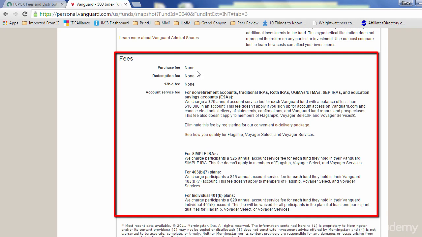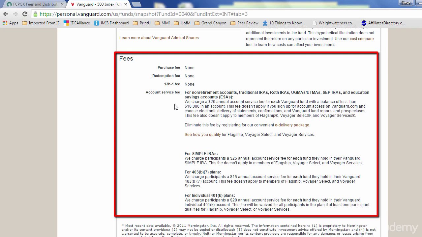There is an account service fee. So there's some things that are not in the expense ratio. So for these certain types of non-retirement accounts or certain retirement accounts, they explain what there might be additional charges. And here it says, we charge a $20 annual account service fee for this fund with a balance of less than $10,000 in the account. So if I've got less than $10,000, I'm going to be paying $20 a year just to have this fund. And if I've only got, let's say, $1,000 invested, that's a bigger number now. So understand, $20 a year for anything less than $10,000.